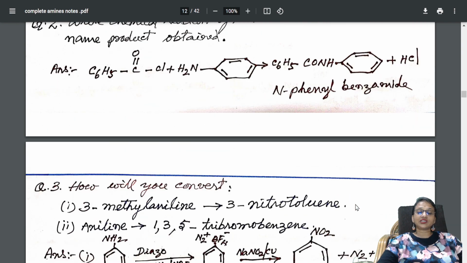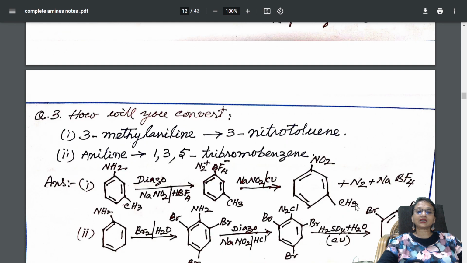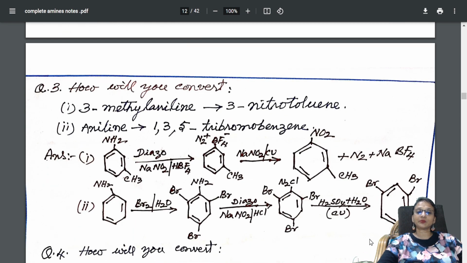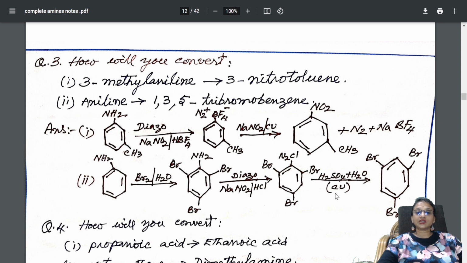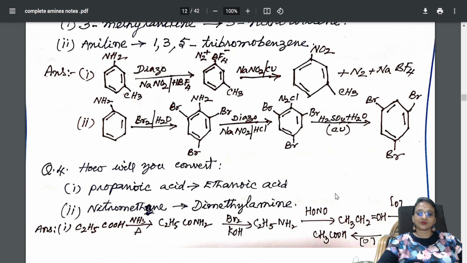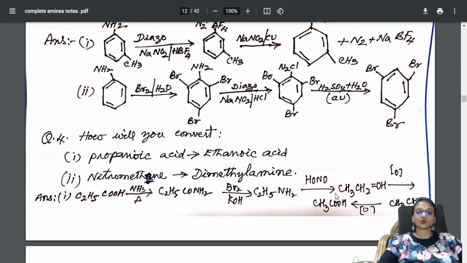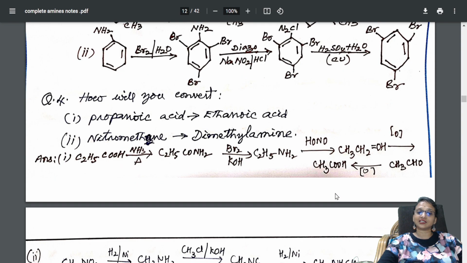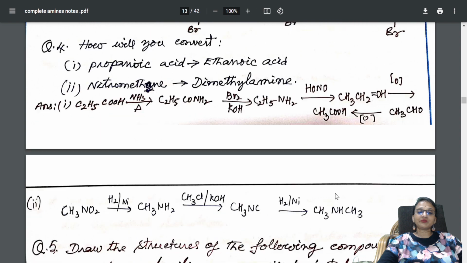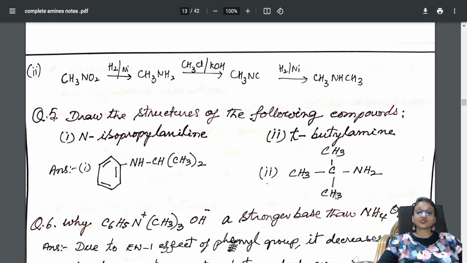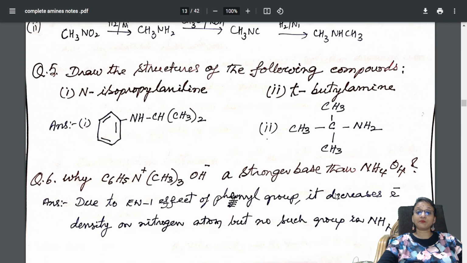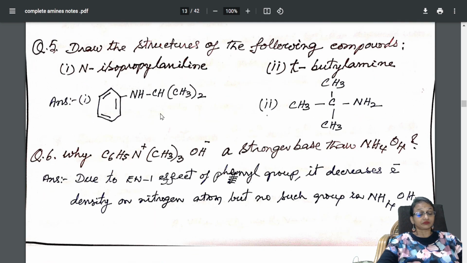Done. Gradually, I took you into the conversions topic where I have shown you methylaniline to nitrotoluene. What is the procedure to do? Slowly, I picked up one more conversion where the acids chapter also is there: propanoic acid to ethanoic acid, that also I did. Then from there, I gradually took you into structures. Structures of your compounds are very important. They will give you the name and you're supposed to write the structure.